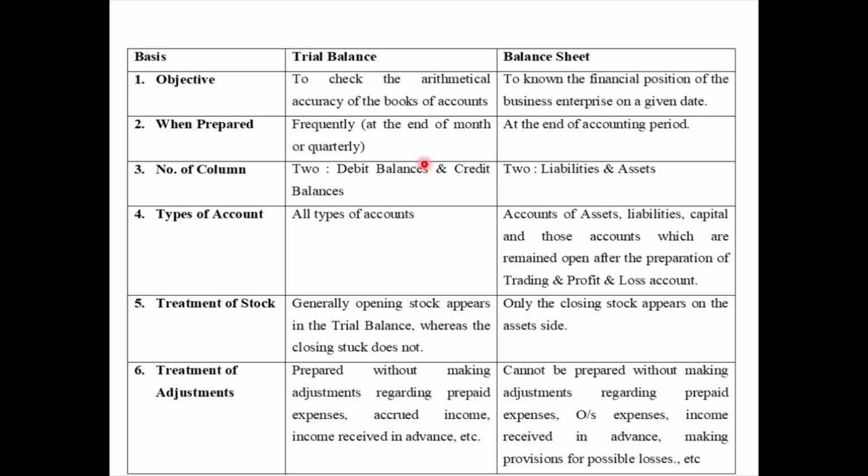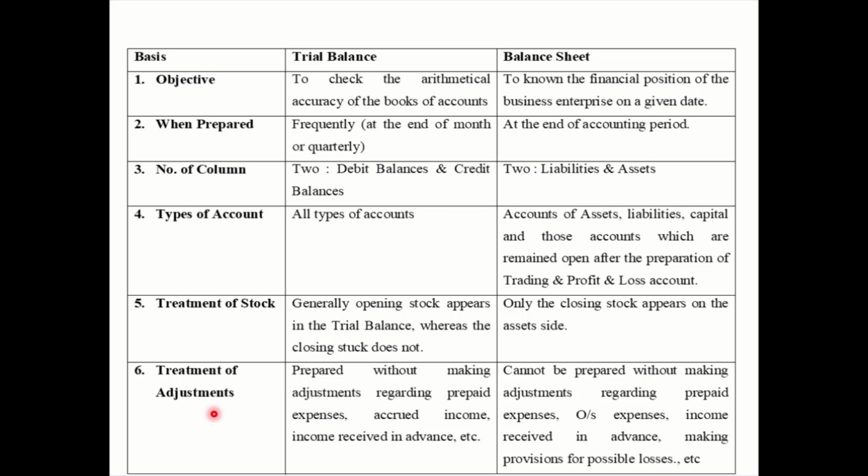Number of columns: trial balance has debit balance and credit balance. Balance sheet has liabilities and assets. Type of account: all types of accounts we record in the trial balance. In the balance sheet, accounts of assets, liabilities, capital, and those accounts which remain open after the preparation of trading and profit and loss account. Treatment of stock: generally, opening stock appears in the trial balance, whereas closing stock does not. In the balance sheet, only the closing stock appears on the asset side.